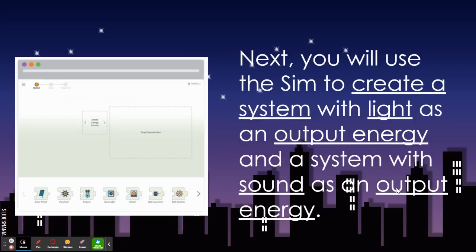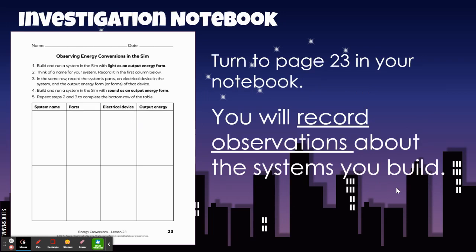So what you're going to do is use our sim to create two systems. One that has light as an energy output and one that has sound as its output energy. Let's do one together. Now you won't write this one down because I want you to make your own, but I want you to know exactly how it works. So if you look on page 23, we'll go through the directions together, we'll make one, and then you'll be able to make two on your own.